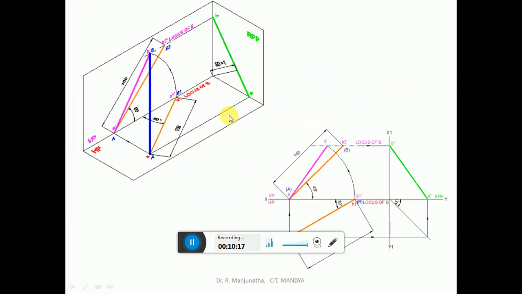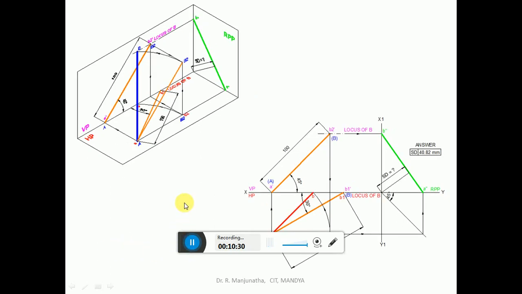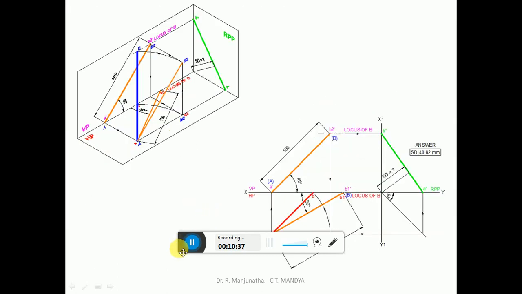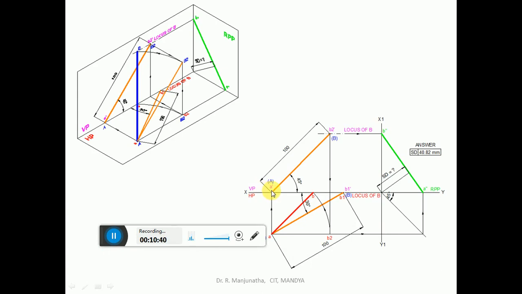Now we will analyze this individually, step by step. First we consider B1 and draw an inclined line in the true length in the top view. Then you project this and you get the front view, which is A dash. Then you draw the 45-degree line, and for 100 mm you take the true length in the vertical plane also. Now we need to find out the top view.